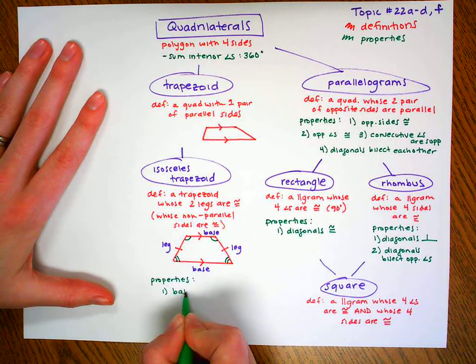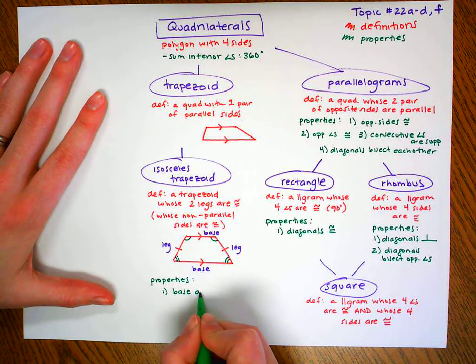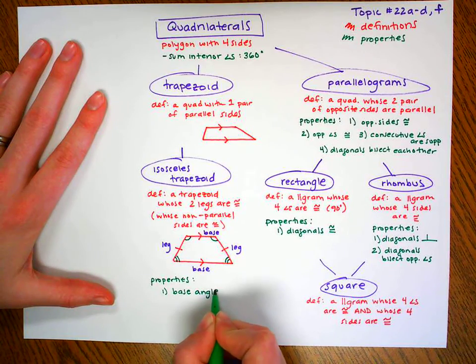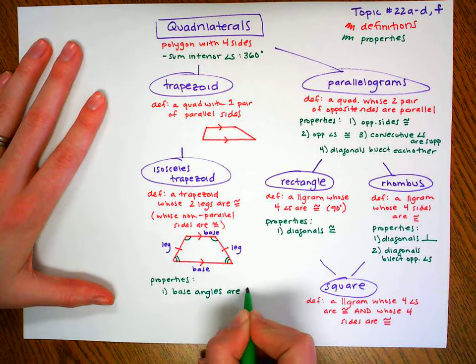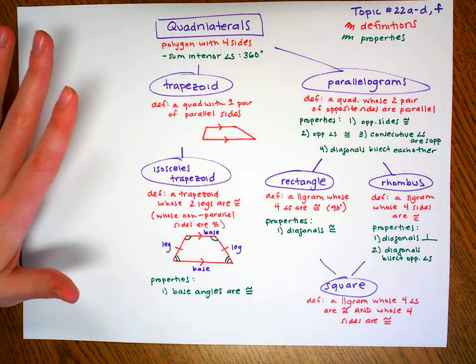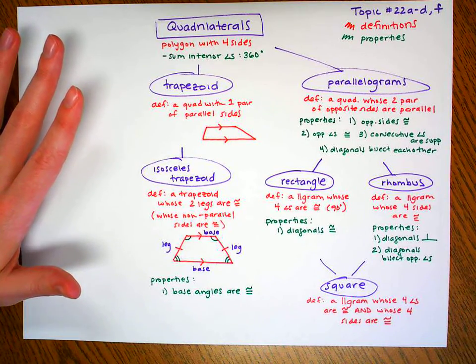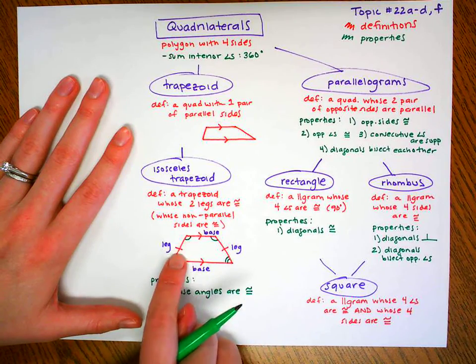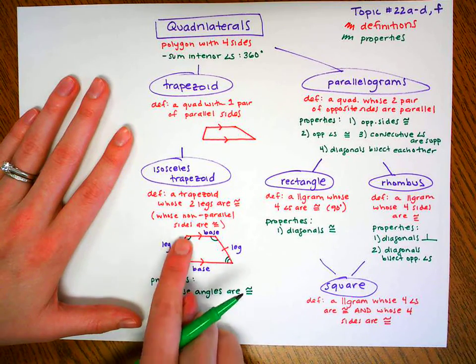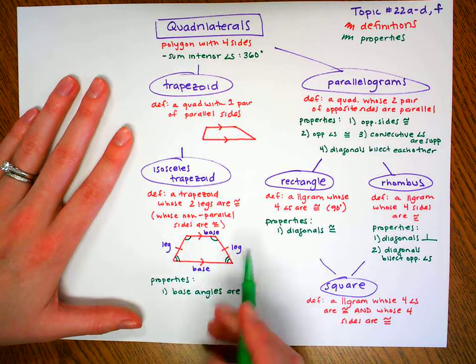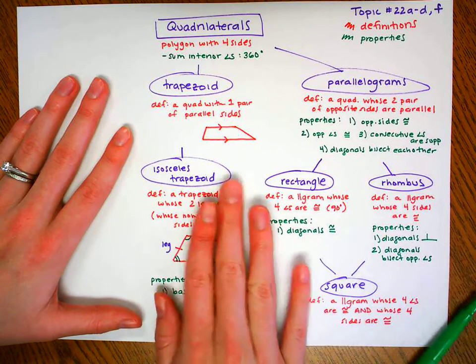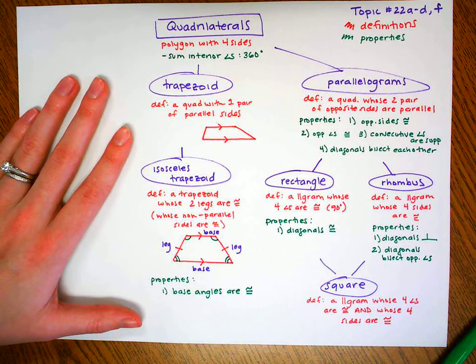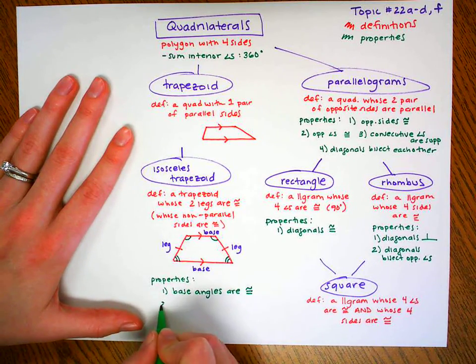Base angles are congruent. Okay. And then I don't know the best way to talk about these. We could say maybe leg angles are supplementary. Would that make sense for you guys maybe? Or I guess in other words you could say one of each type of base angles are supplementary. So why don't I just call it leg angles?